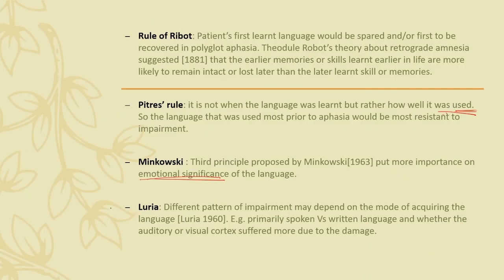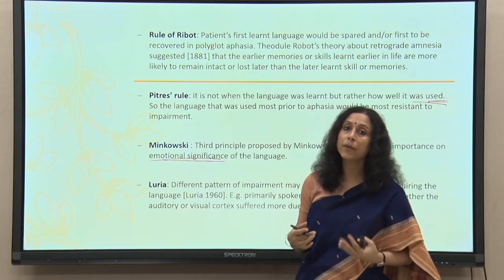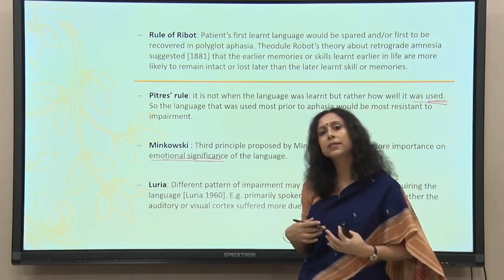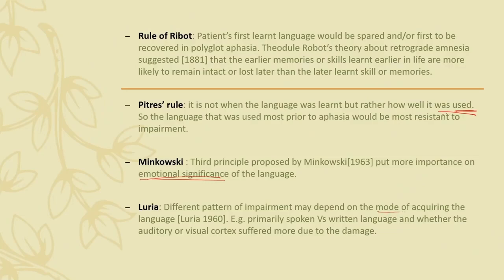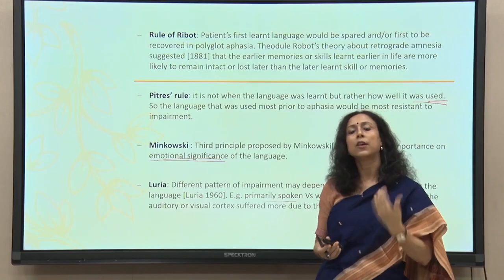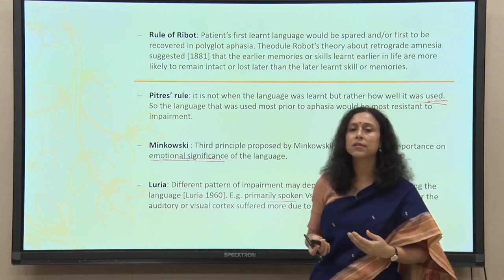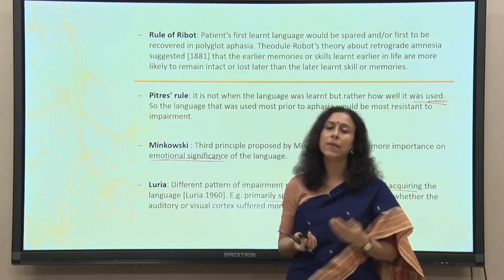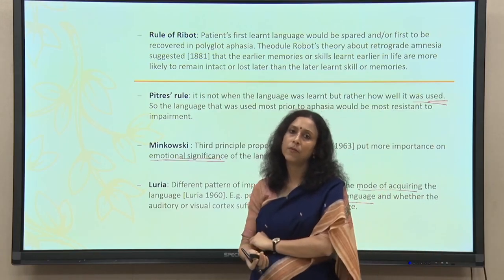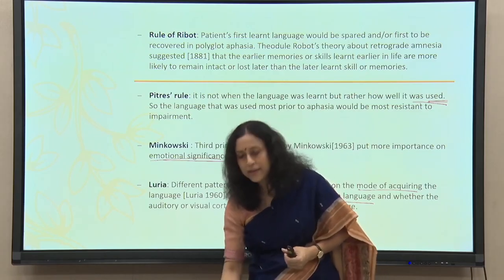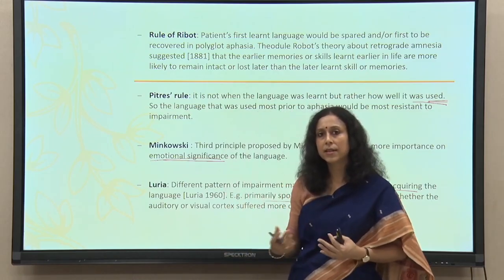And of course, then comes the standpoint given by Luria, who says that impairment will depend entirely upon the area of the brain that has been affected, and the mode of learning, the mode of acquiring the language. So, whether the language was primarily spoken or primarily written. Basically, if you have learned the language in a social scenario, that means it has been picked up mostly by the auditory loop. But if you have been formally taught the language, more often than not, it will be primarily the written form that the patient has been exposed to.